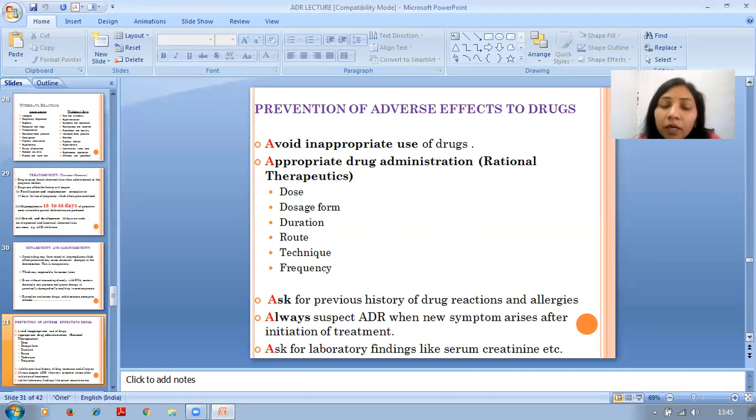Always make a habit of asking for a previous history of drug reaction and allergies. And if an adverse effect occurs, always suspect ADR when new symptoms arise after initiation of treatment. And by chance, if an adverse effect occurs, go for laboratory findings, which help to find out the organ affected and others.